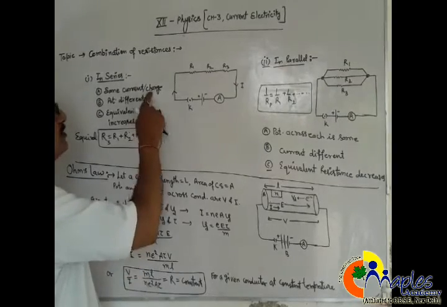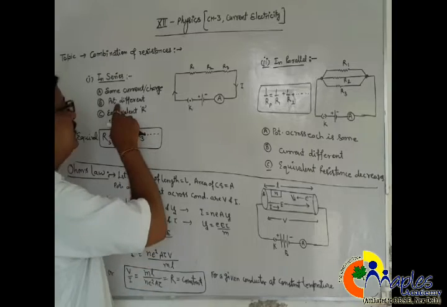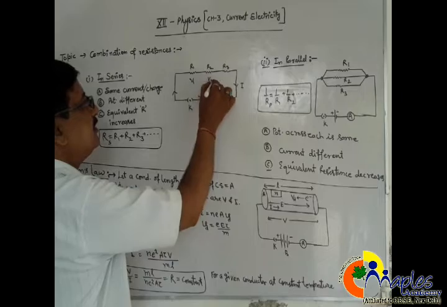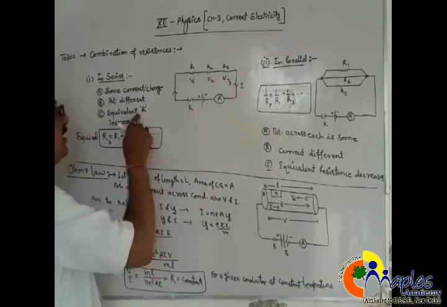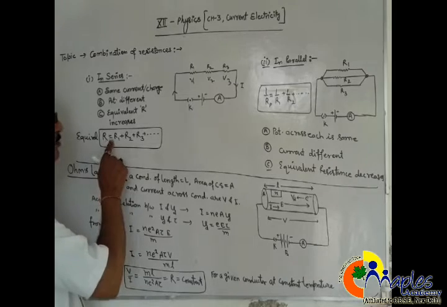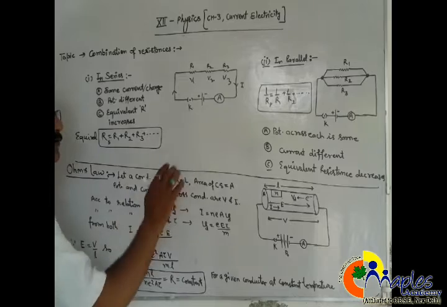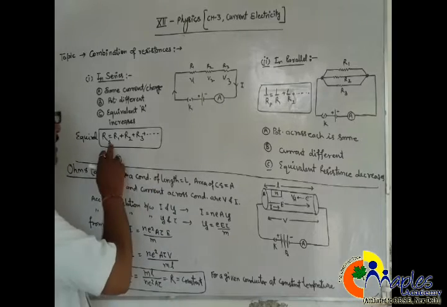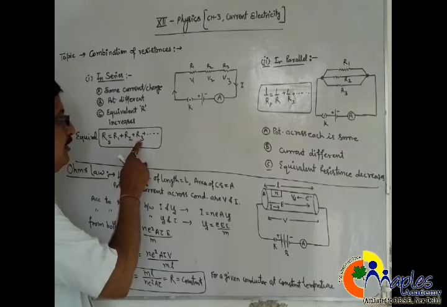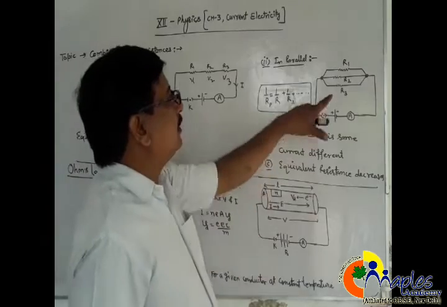In series, the same current or same charge flows through each resistance, but potentials are different. Here V1, V2, V3 are different. Equivalent resistance will increase and will be greater than the largest one. If R1, R2, R3, R4 are many resistances, then Rs will be individually greater than R1, greater than R2, greater than R3. In parallel, how do we connect?